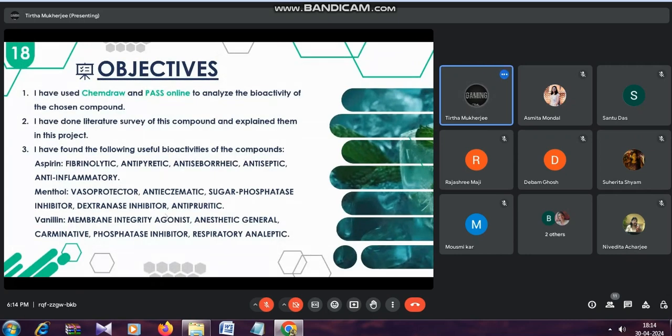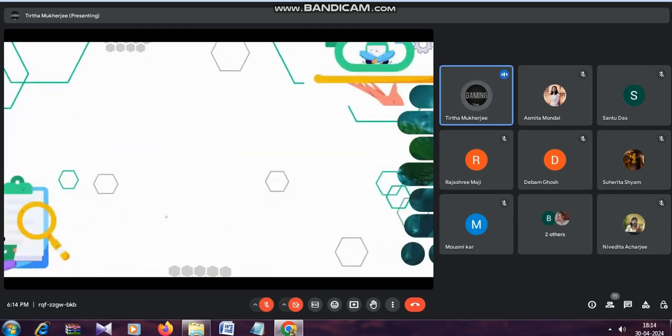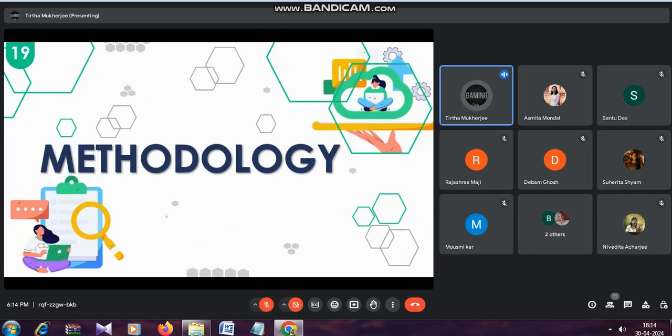So for this project, I utilized ChemTro and Pass Online to analyze the bioactivity of the chosen compounds and conducted a thorough literature survey and explained them in this project. I have found the following bioactivities for my compounds. Now, let us discuss the methodologies I have used to analyze the bioactivity of a chosen compound.